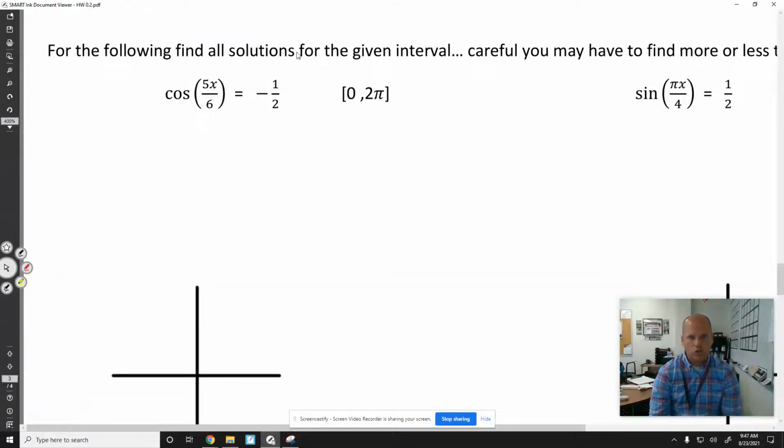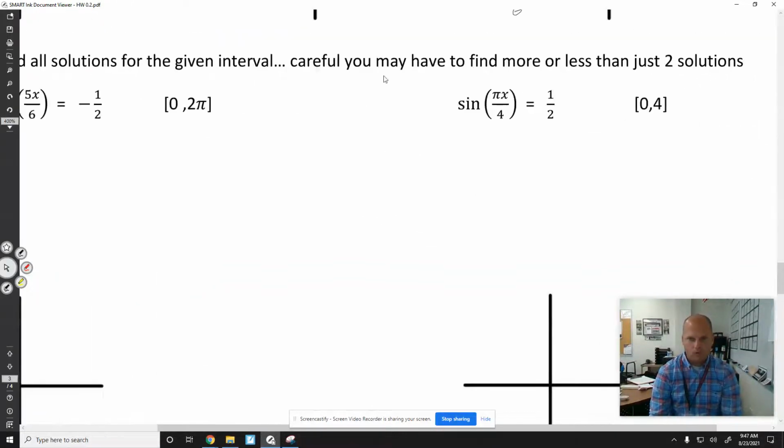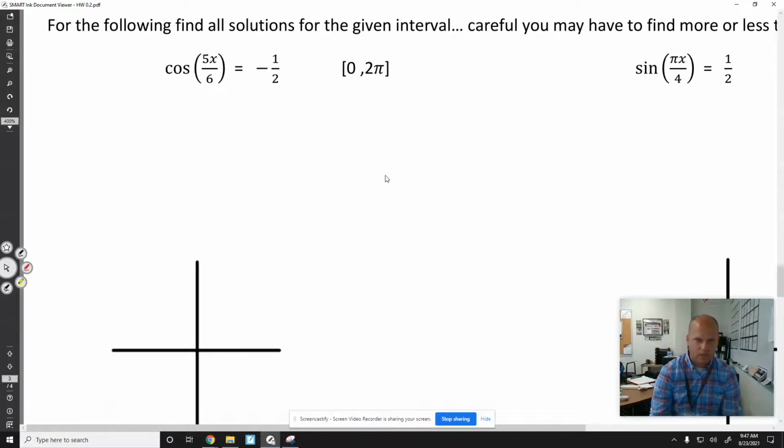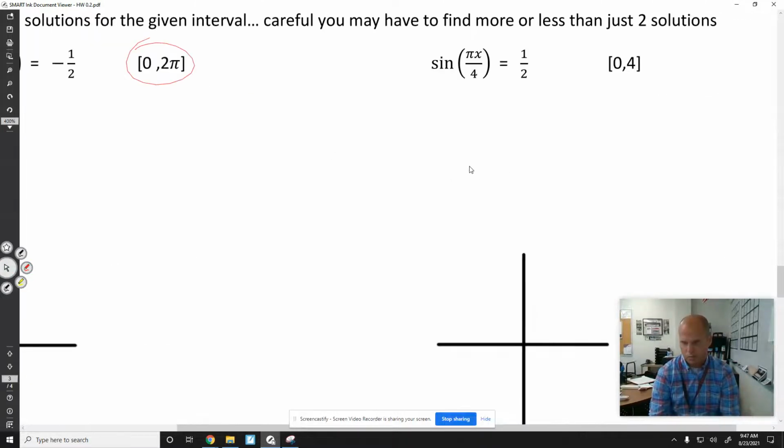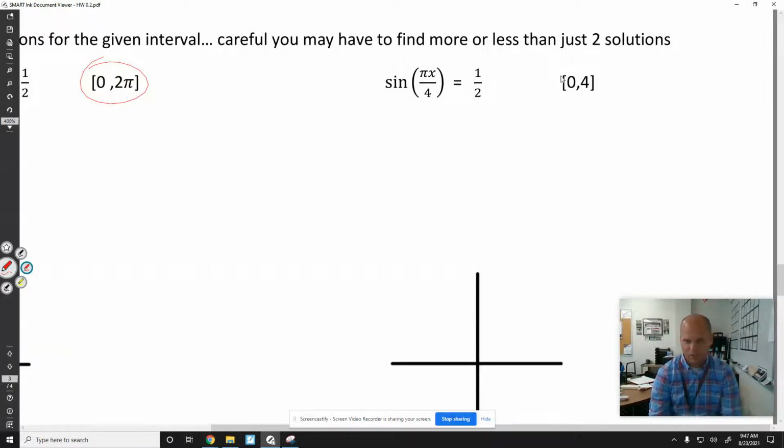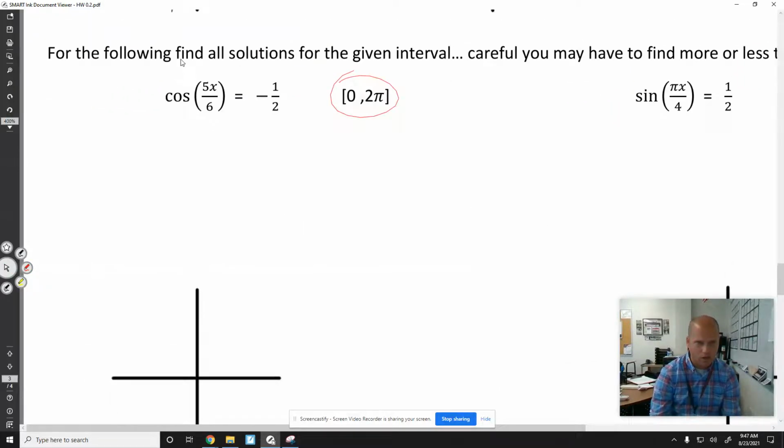We want to find all solutions for the given interval, but careful. I may have to find more or less than just 2 solutions because for each of these, I have different intervals. First one, piece of cake, 0 to 2 pi. But the second one, I have like 0 to 4. What's that mean? And also, what else is going on here that we're not used to? 5x over 6 inside the cosine. How do we handle this?